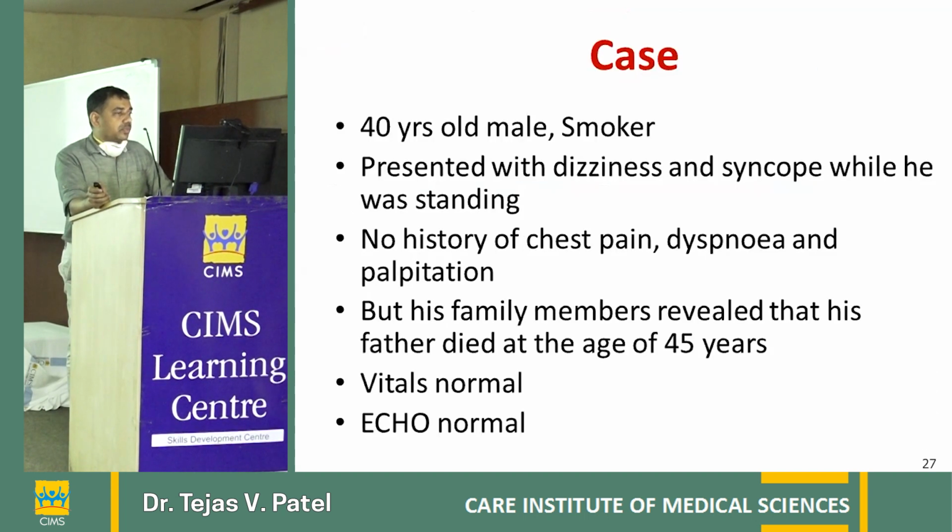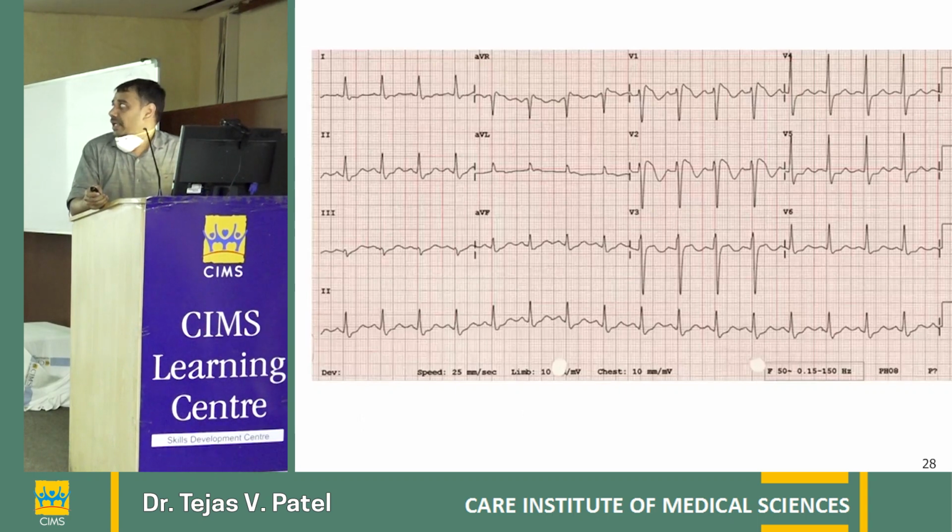Again, a 40 years old male smoker came with dizziness, syncopal episode while standing. No history of chest pain, dyspnea, palpitation, echo, vitals, everything is normal. His father died at the age of 45 years. Again, it is a territory of Hirenbai. So what is the abnormality in the ECG?